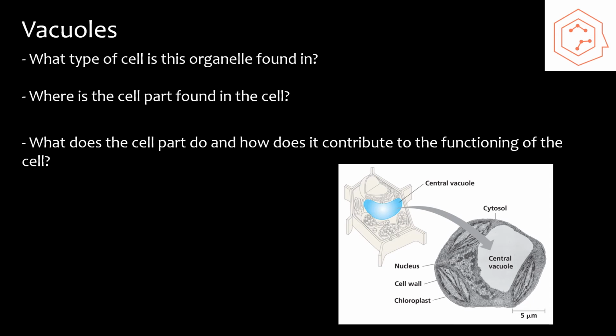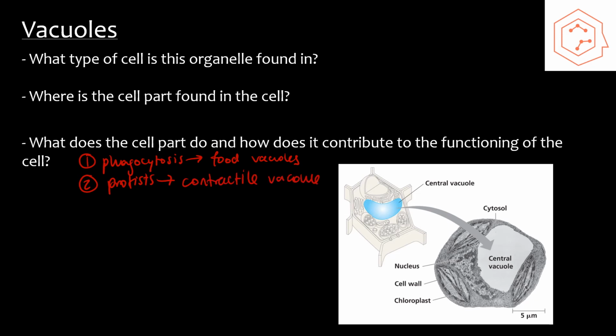Food vacuoles are formed by phagocytosis. So phagocytosis produces food vacuoles. You have contractile vacuoles, which are found in protists. Protists have contractile vacuoles to pump out excess water from their cells.